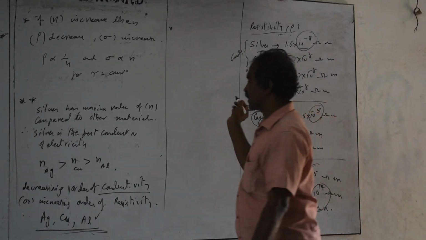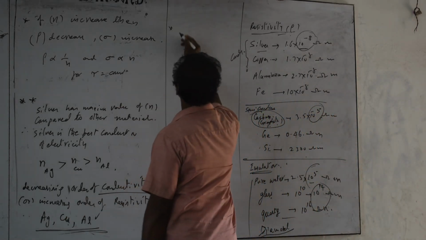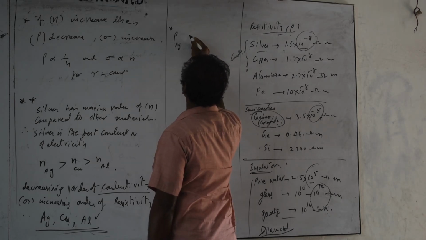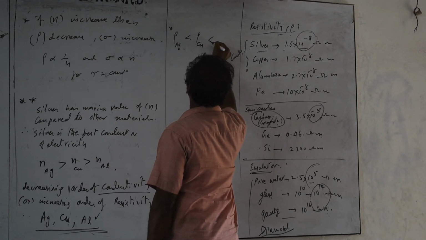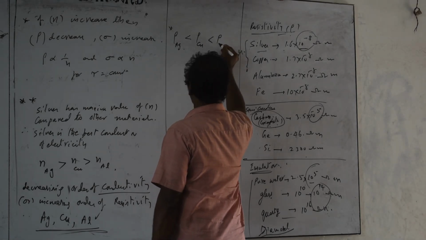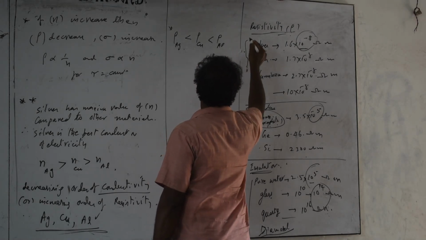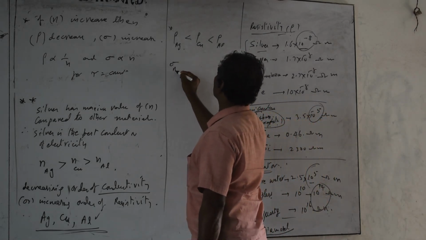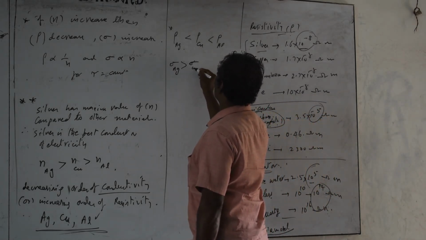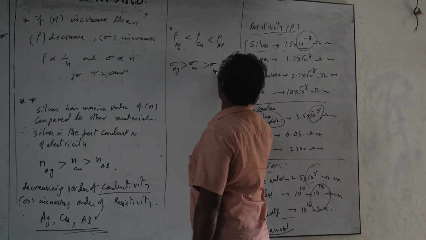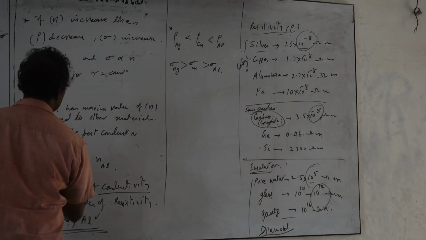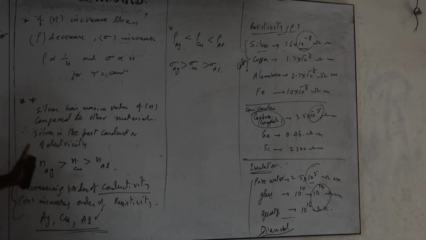Comparing resistivity for silver, copper and aluminum: resistivity of silver is less than resistivity of copper, which is less than resistivity of aluminum. Conductivity reverses: conductivity of silver is more than conductivity of copper, which is more than conductivity of aluminum. This order is important to us, and the reason is related to temperature changes.